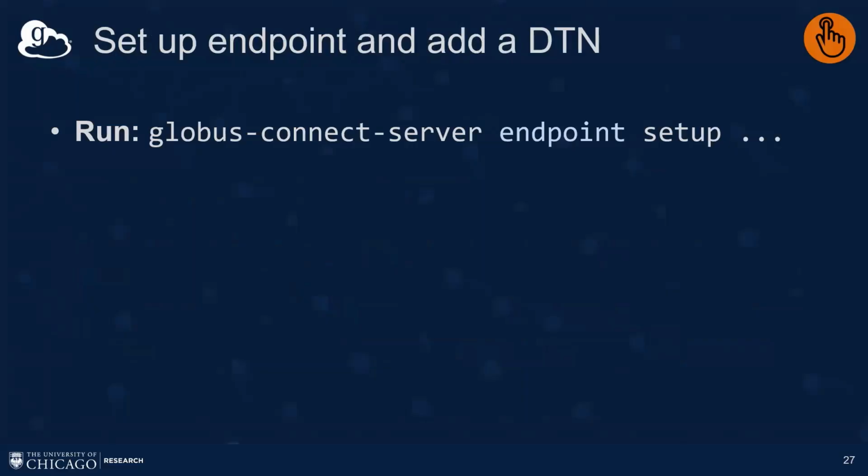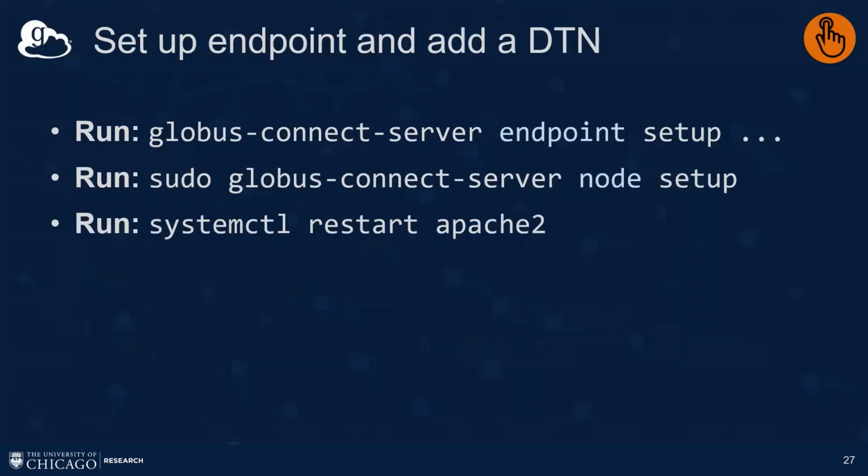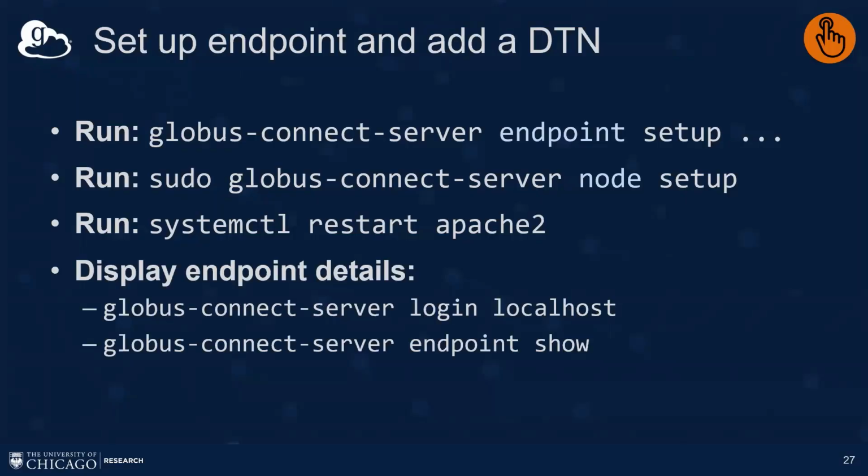So setting up an endpoint, Globus Connect Server endpoint setup, Globus Connect Server node setup. I don't even remember if you need, this may be an old slide. You never heard restarting Apache or whatever, HTTPD, whatever it's called on your machine. And then you need to authenticate to the endpoint. So log in to the endpoint on your local host, and you can do endpoint show.